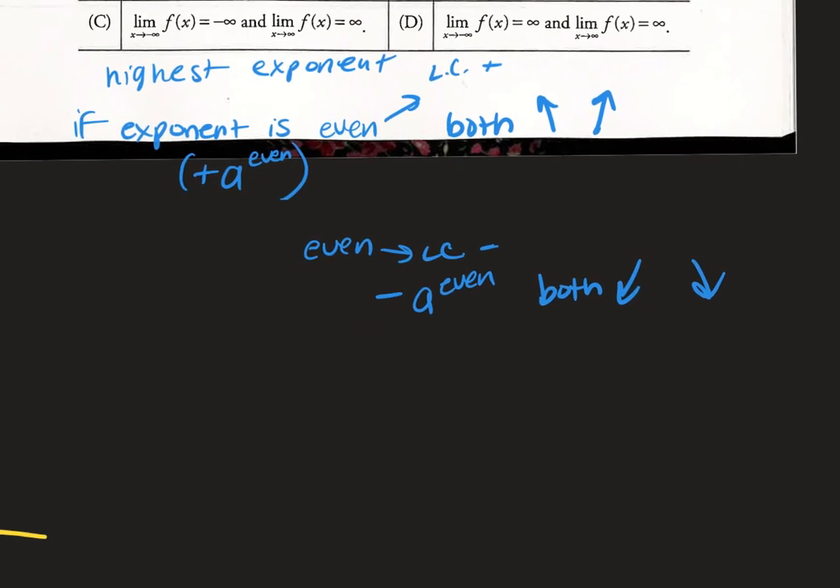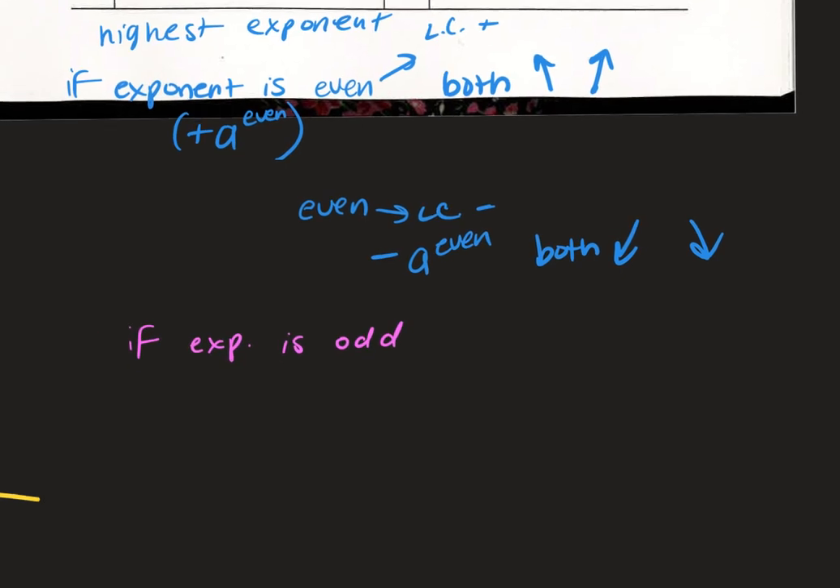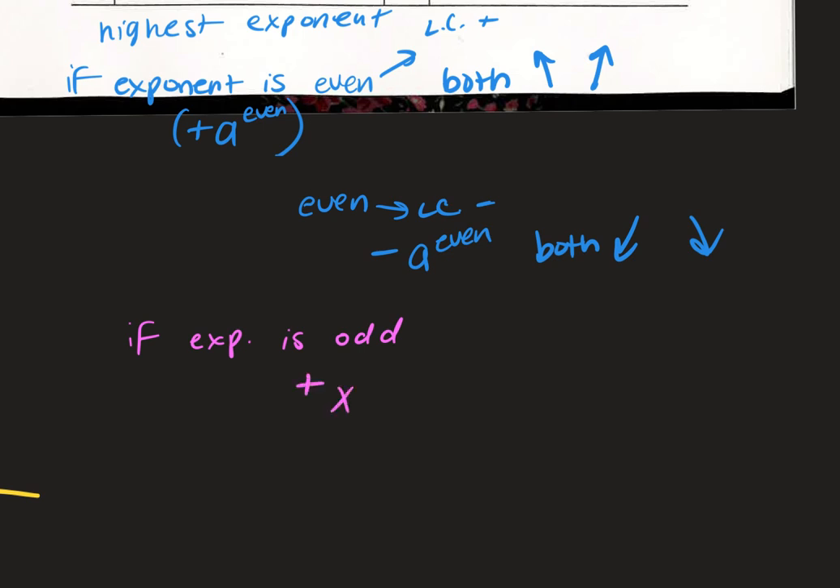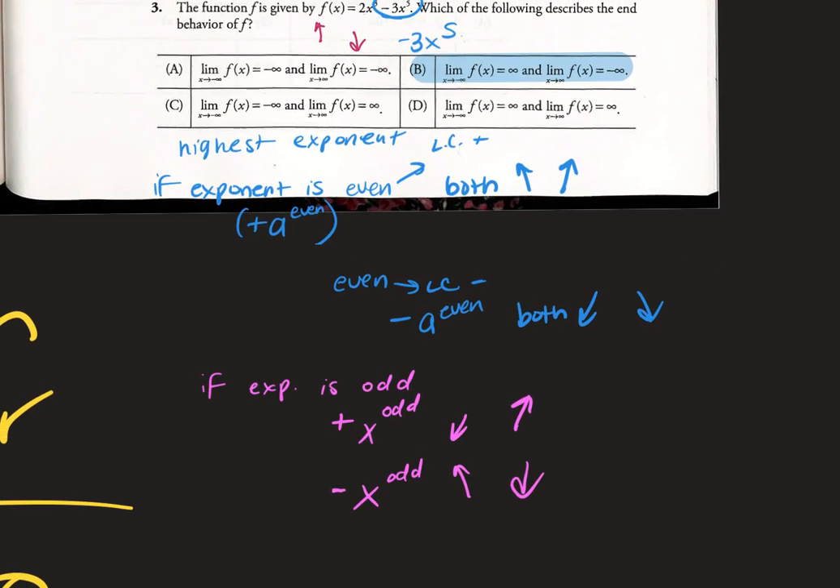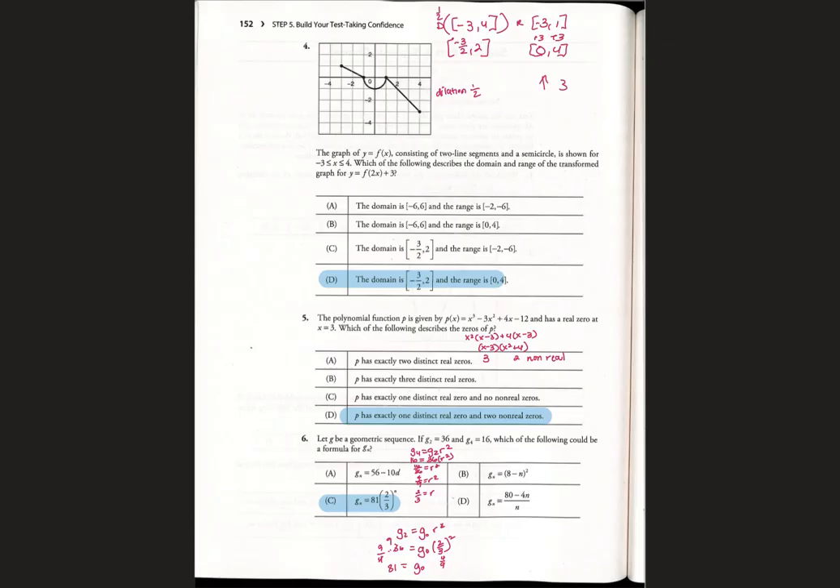If the exponent is odd, one goes up and one goes down. If it's a positive x with an odd power, then it falls left and rises right. So my limit notation would be it goes to negative infinity on the left and to positive infinity on the right. If it's negative x with an odd power, then it rises right and falls left. So my limit notation would be to positive infinity on the left and to negative infinity on the right. To me, that should be an easy question. You just have to remember those little rules, okay? All right, questions on 4, 5, or 6.